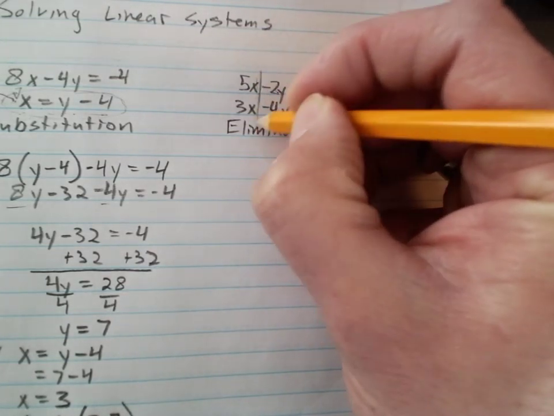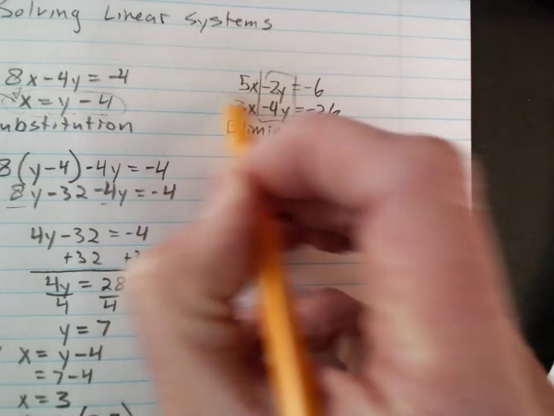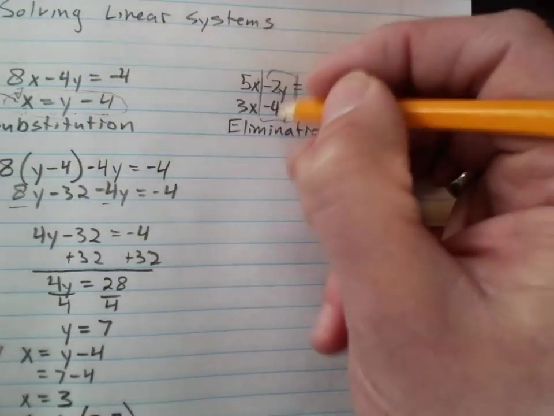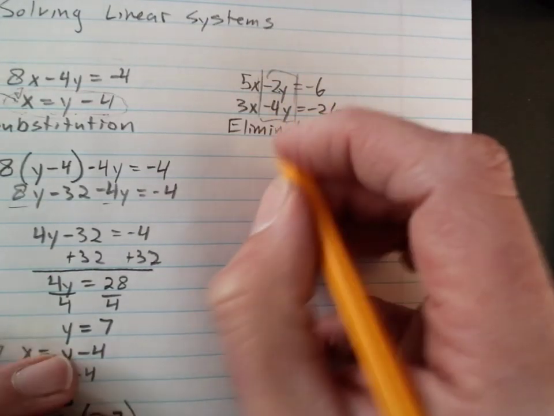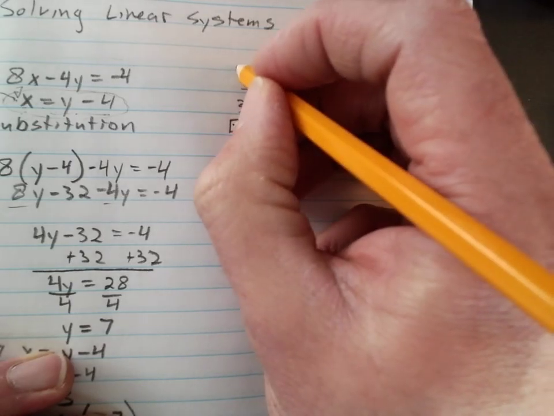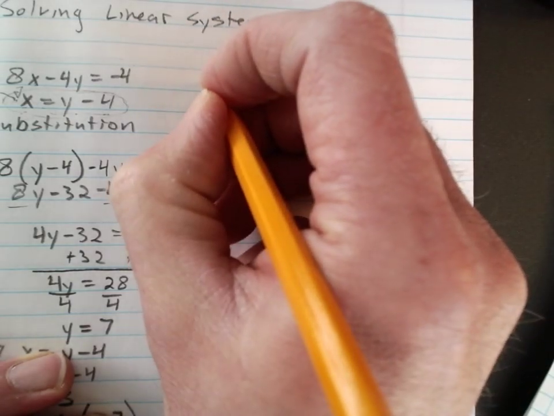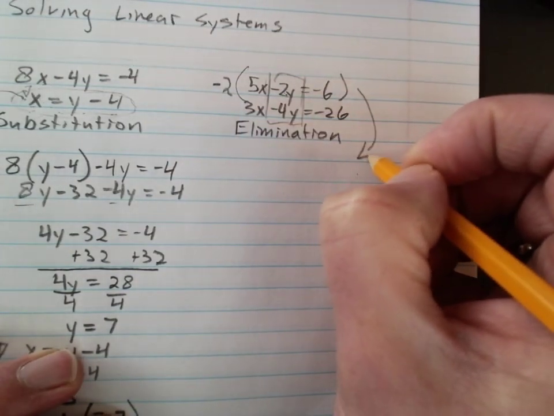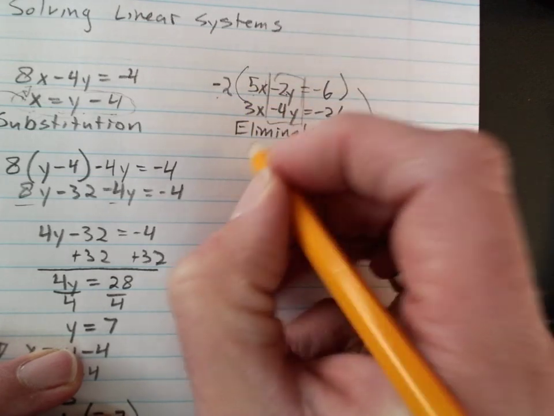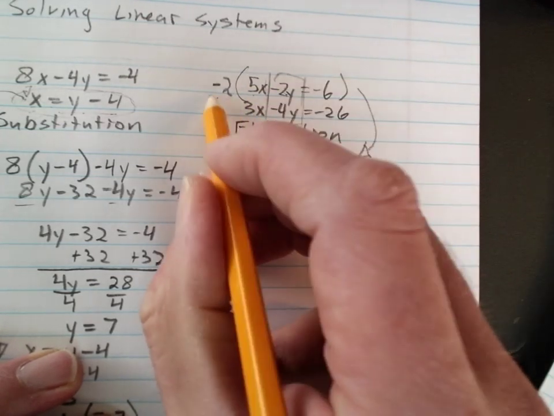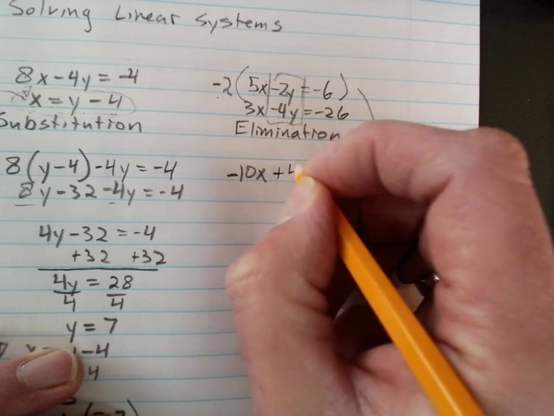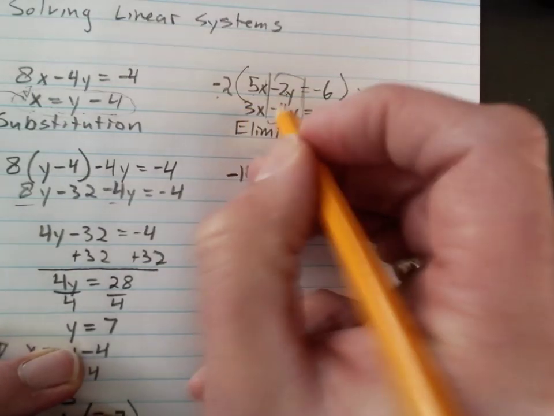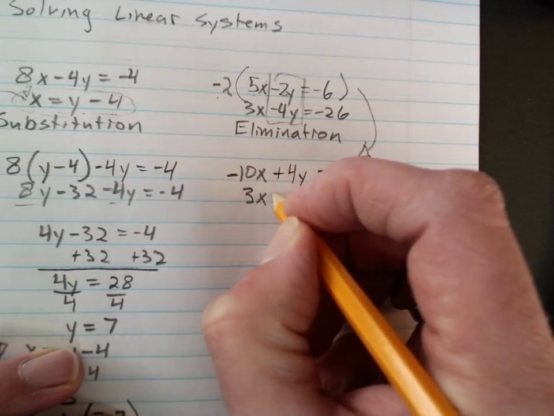I see where I can focus my efforts here, because I can multiply this line by one thing to eliminate the y's, right? So the way that I look at this, I'm going to multiply this line by negative 2. And what that becomes, and I'm going to move that down here, is negative 2 times 5x is going to be negative 10x. Negative 2 times negative 2y is going to be positive 4y. Negative 2 times negative 6 is going to be a positive 12. I'm going to rewrite this line.